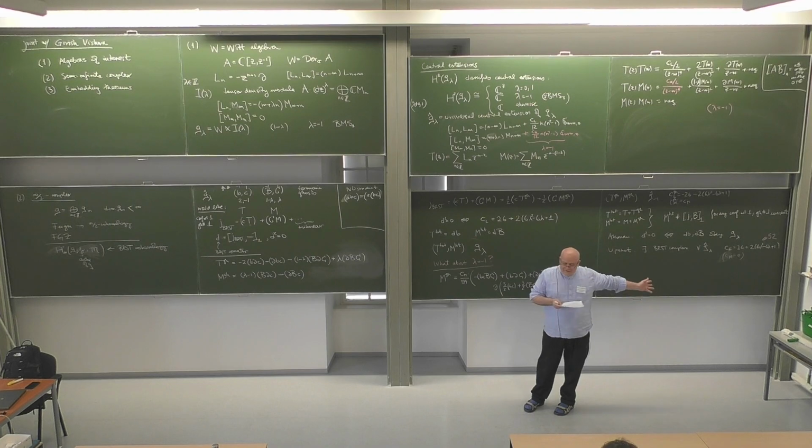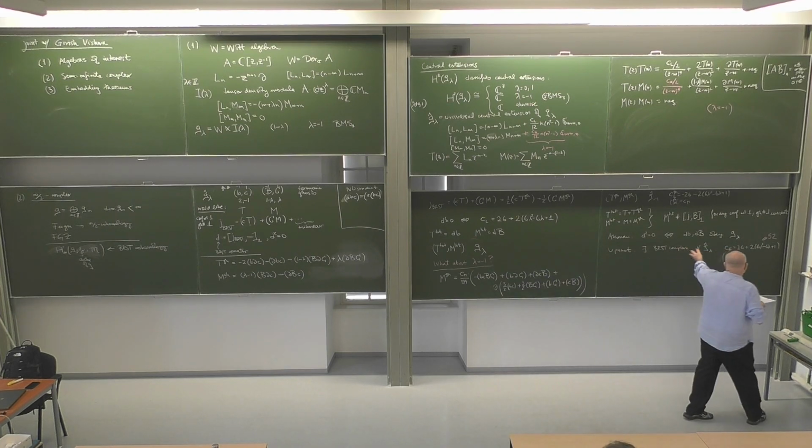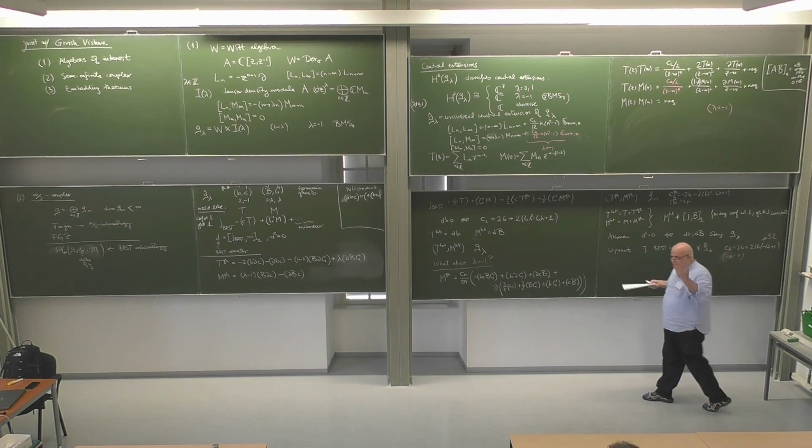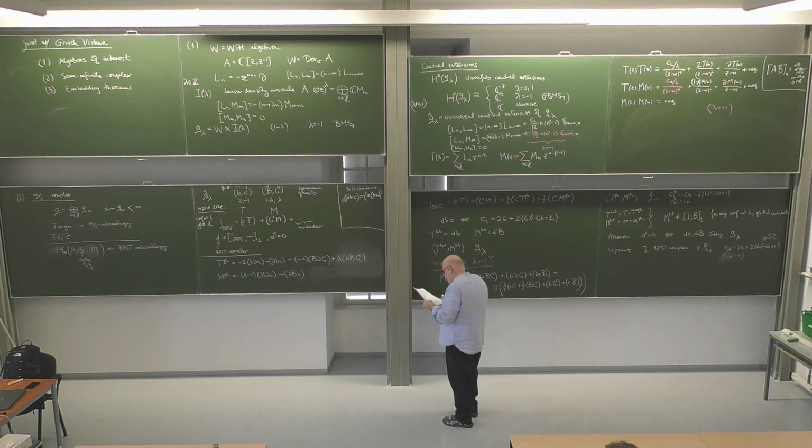Yeah, okay, so for the NSR string, you get 15. For the W3 string, you get 100 or whatever. I mean, it's all kinds of funny numbers.